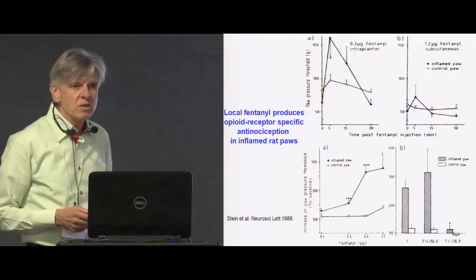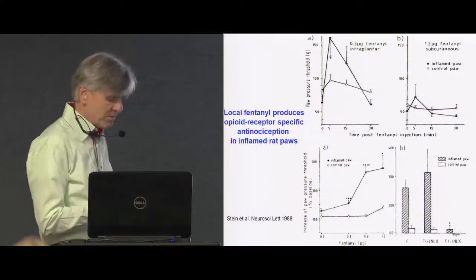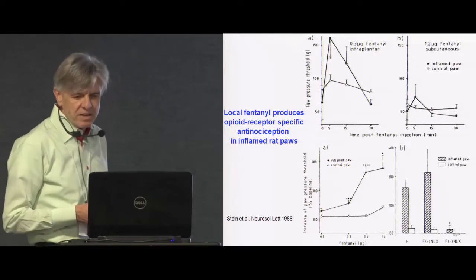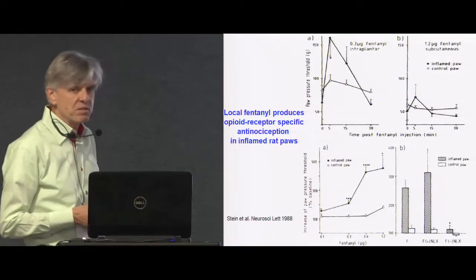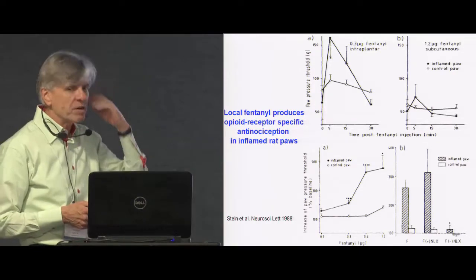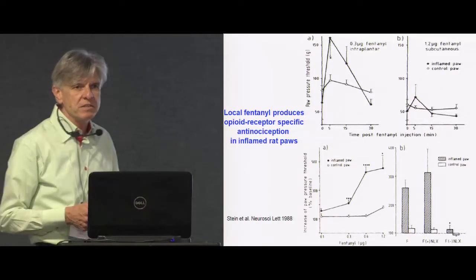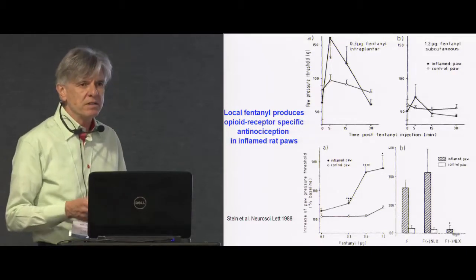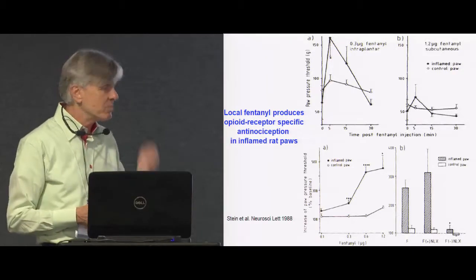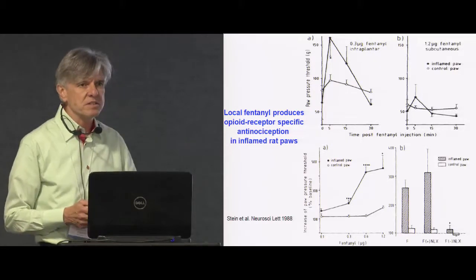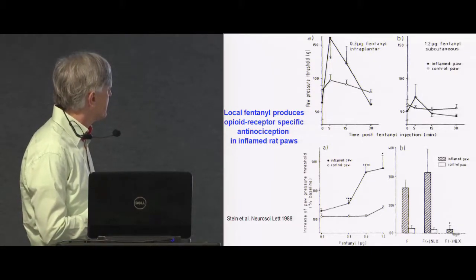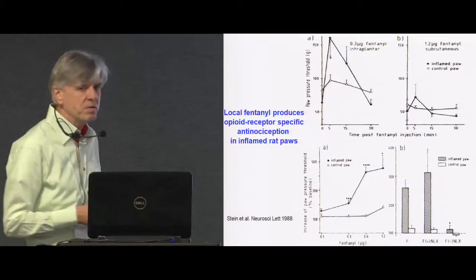So we started a long time ago. This is one of our first studies that we published in 1988 in a rat model of inflammatory pain. You've heard about this before, that we inject Freund's adjuvant into one paw of the rat, and the other paw is normal, so we can compare the effects in the inflamed paw to the non-inflamed paw.